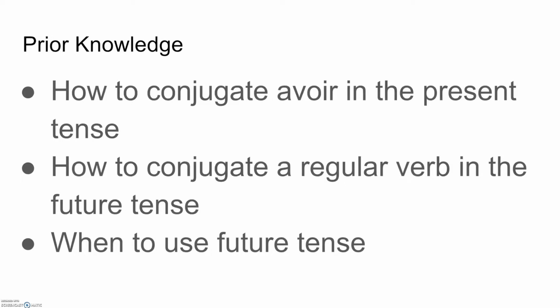So prior knowledge, this is what I'm expecting you to know before I teach you how to conjugate irregular verbs in the future tense. I'm expecting you to know how to conjugate avoir in the present tense, how to conjugate a regular verb in the future tense, and when to use the future tense. If you're unsure about any of these three grammar topics, I highly urge you to just pause this video, go find related videos regarding these three grammar concepts. Because if you know these three grammar concepts really well, it will make the rest of this video really easy to understand. On the other hand, if you don't know these grammar concepts, it's only going to make this harder for you. So let's crack on with irregular verbs in the future tense.